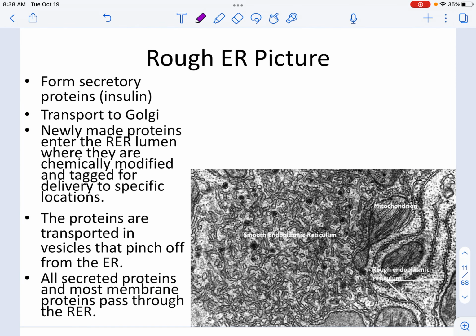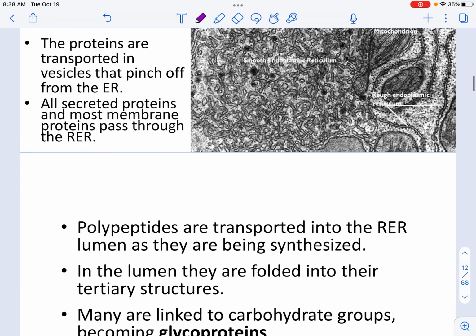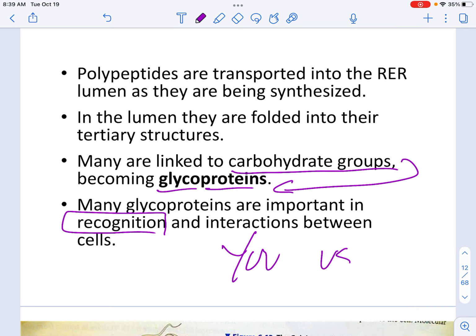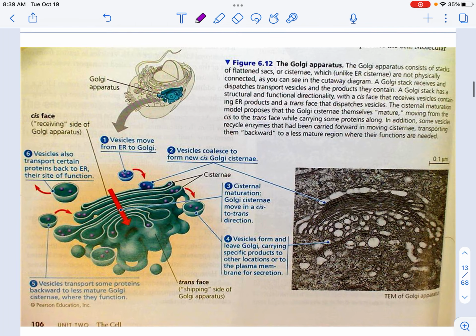So the rough ER, you can see right here, makes proteins. An example would be insulin. These proteins are transported in vesicles. Again, endomembrane system, know where that is. So they're made and transported. Many are linked to carbohydrate groups. We'll talk about that when we talk about the cell membrane. Glyco, sugar, proteins. And those are important. These proteins that are linked, they're important because they help identification. Your cells know you versus not you. And how do they know that? Because of carbohydrates on the outside of the cell.